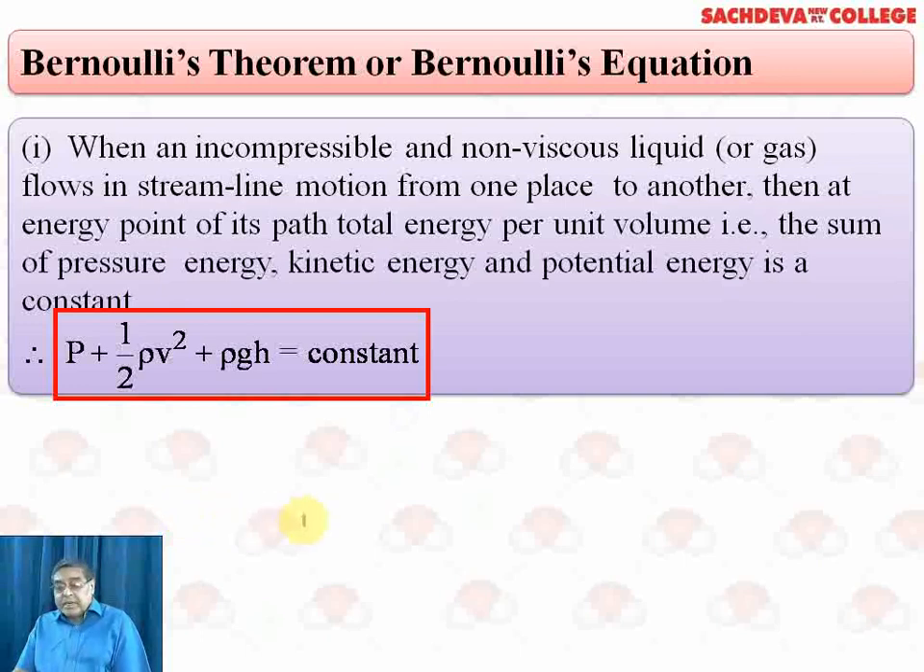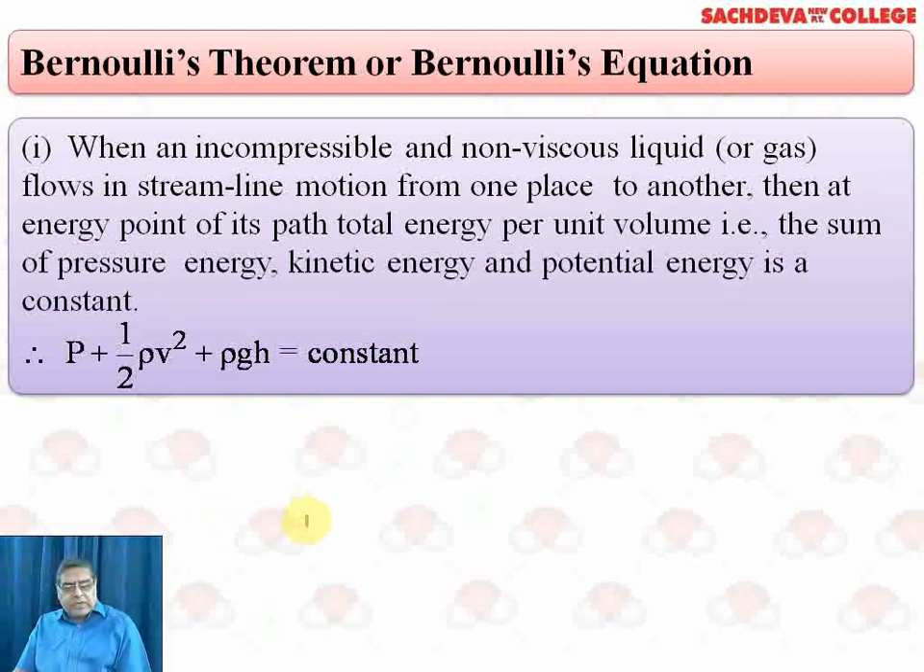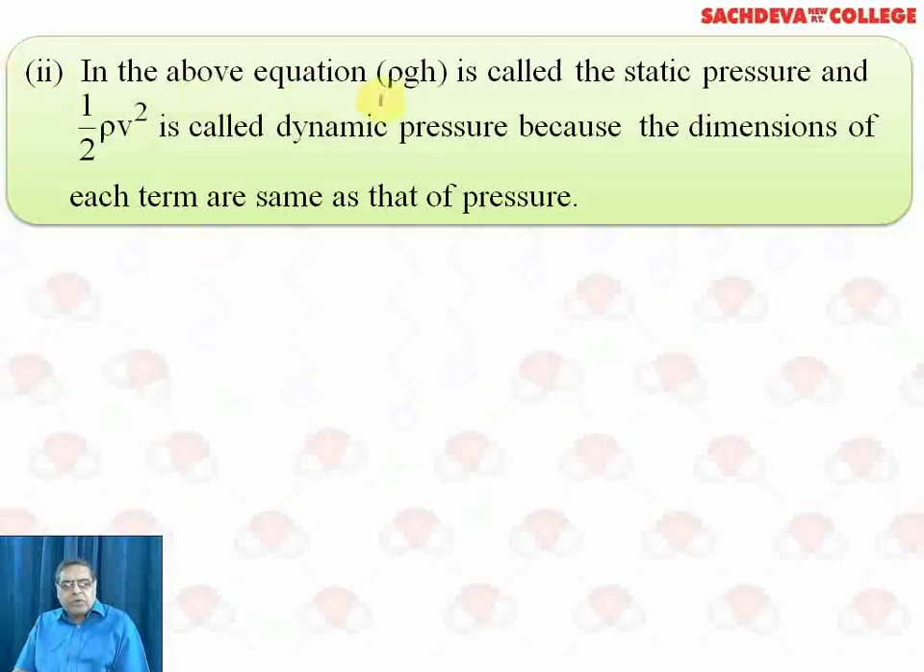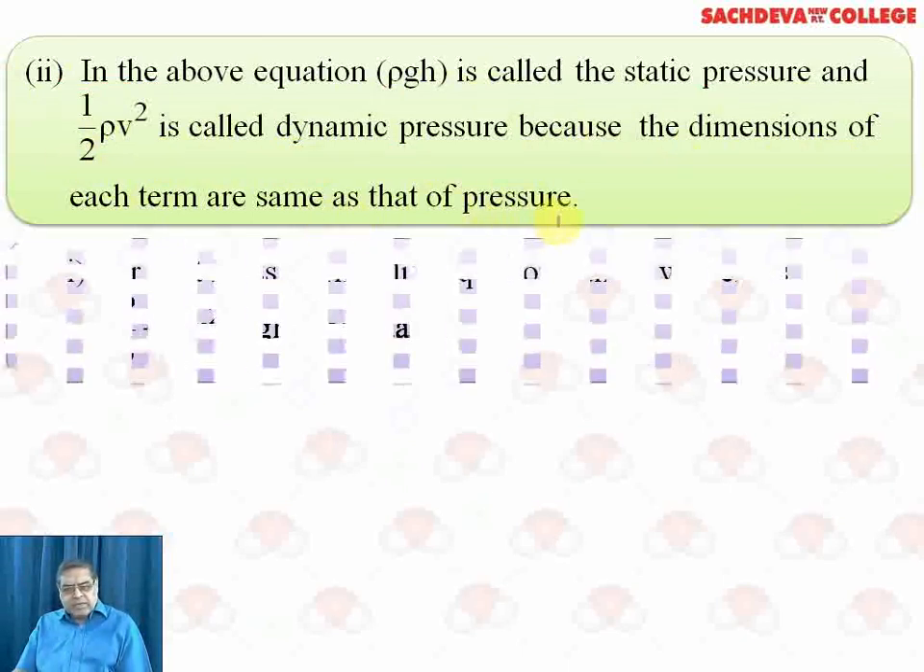The sum of all three energies will be constant because energy is neither created nor destroyed, according to the law of conservation of energy. In the above equation, rho gh is called static pressure and half rho v square is called dynamic pressure, because the dimension of each term is the same as that of pressure.